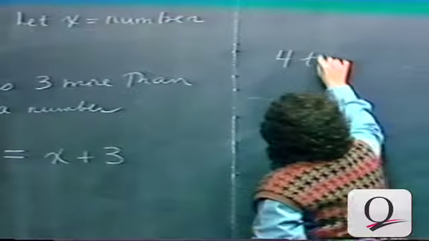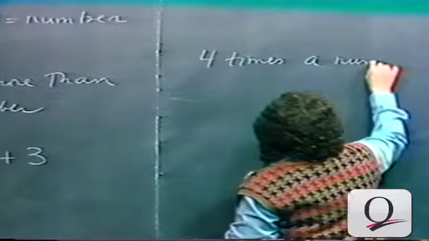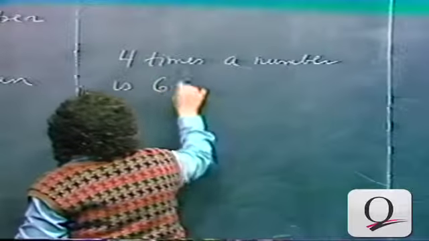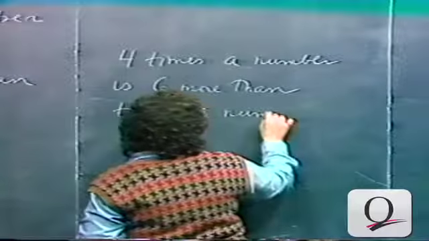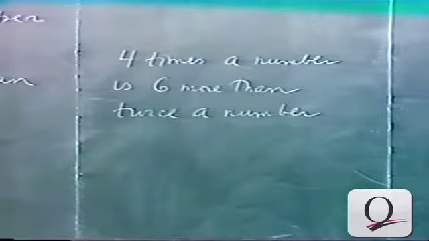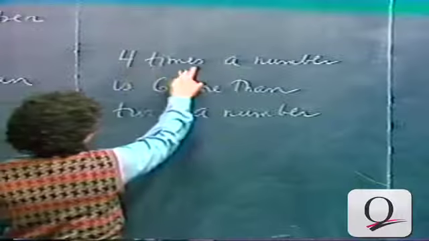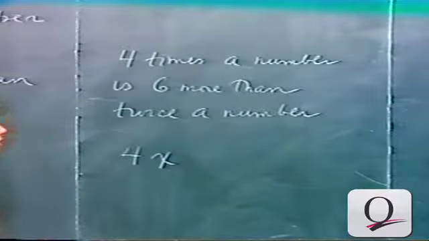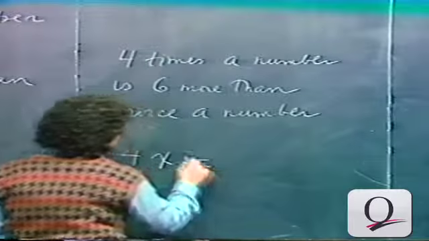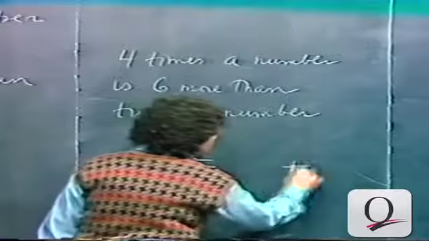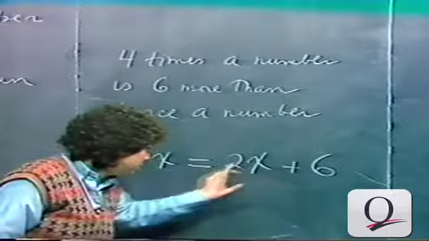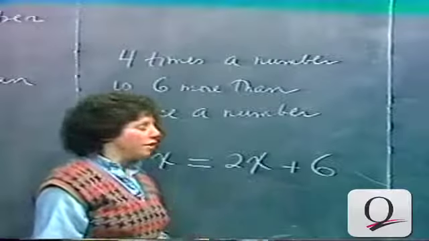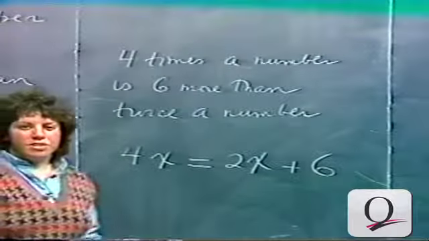How about this? 4 times a number is 6 more than twice a number. 4 times a number is 6 more than twice a number. 4 times a number is written as 4 times x. 4 times x is, there is your equal sign, 6 more than twice the number. 4 times a number equals 6 more than twice the number. And this brings us to the end of our tape.